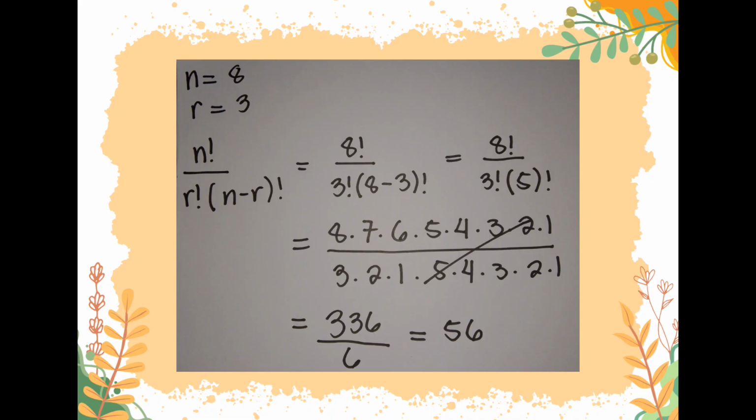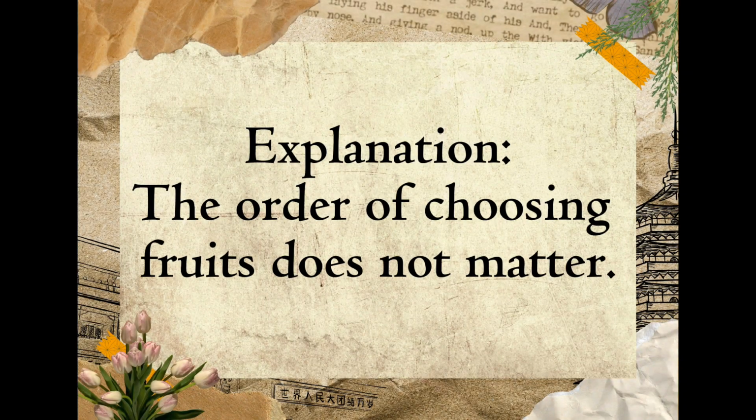Let's multiply. 8 times 7 is equal to 56, times 6 is equal to 336, over 3 times 2 is equal to 6, times 1 is equal to 6. So, the total is 336 over 6, or 336 divided by 6, which is equal to 56. The explanation of example number 2 of combination is the order of choosing fruits does not matter.